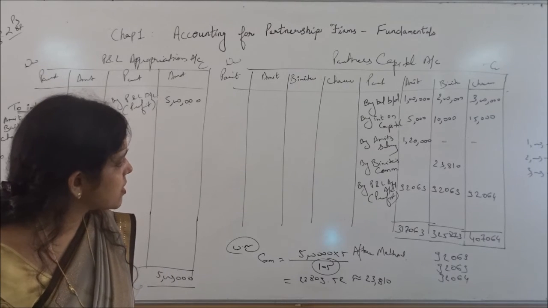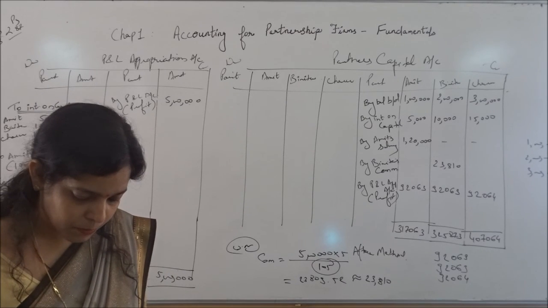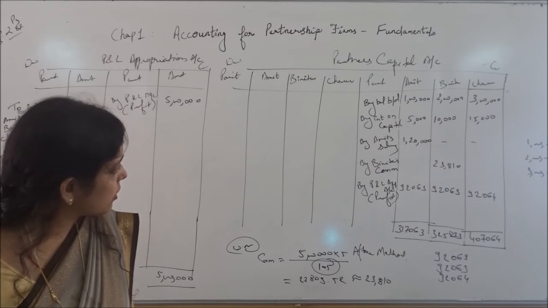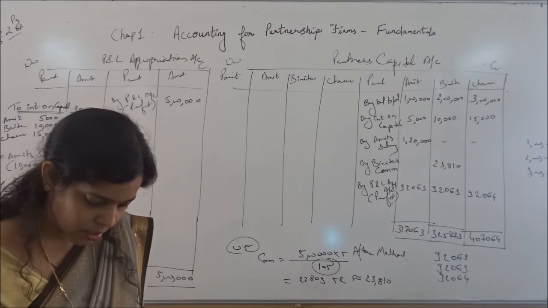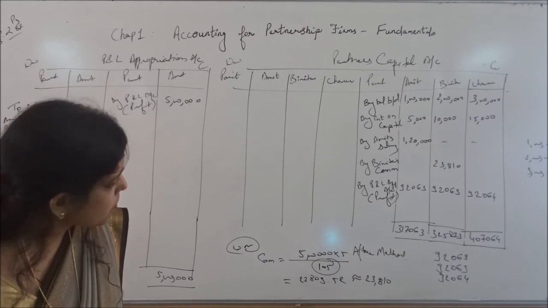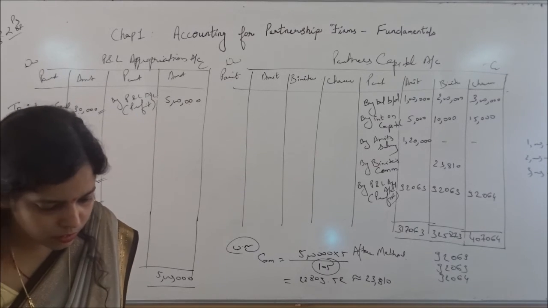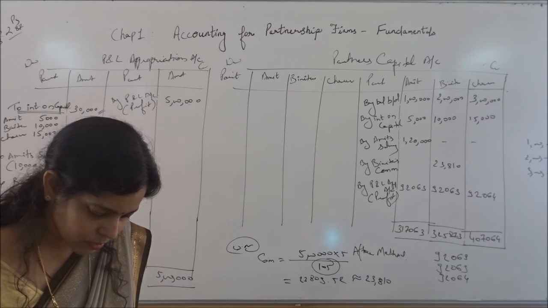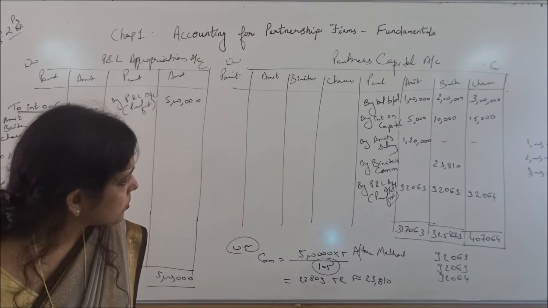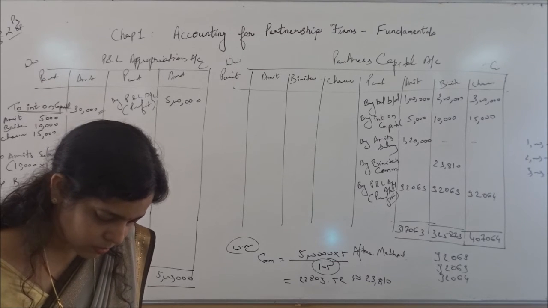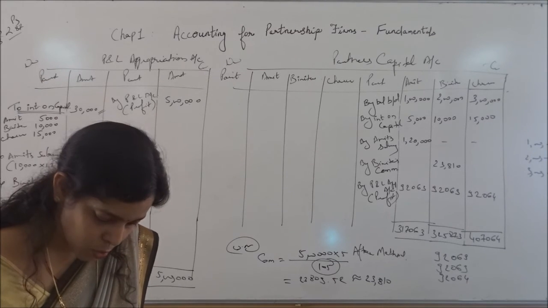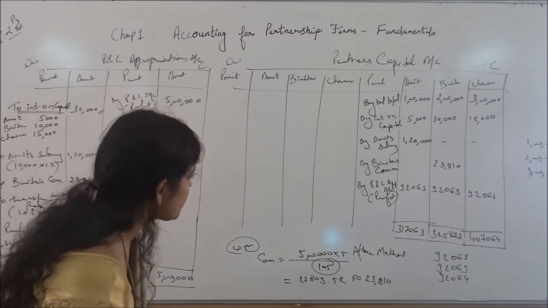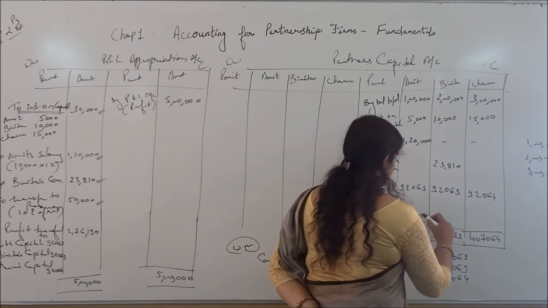Check the total once again. Two lakh 10,000 plus 23,810 plus 92,063. Yes, it's okay, these are correct.